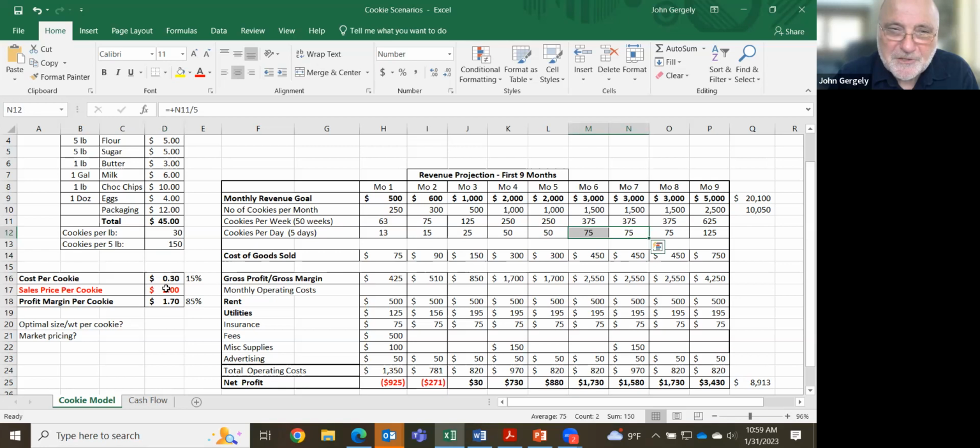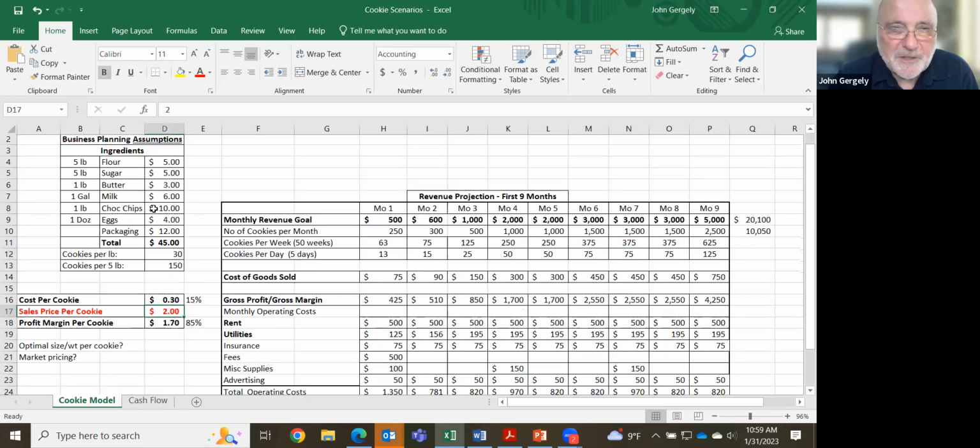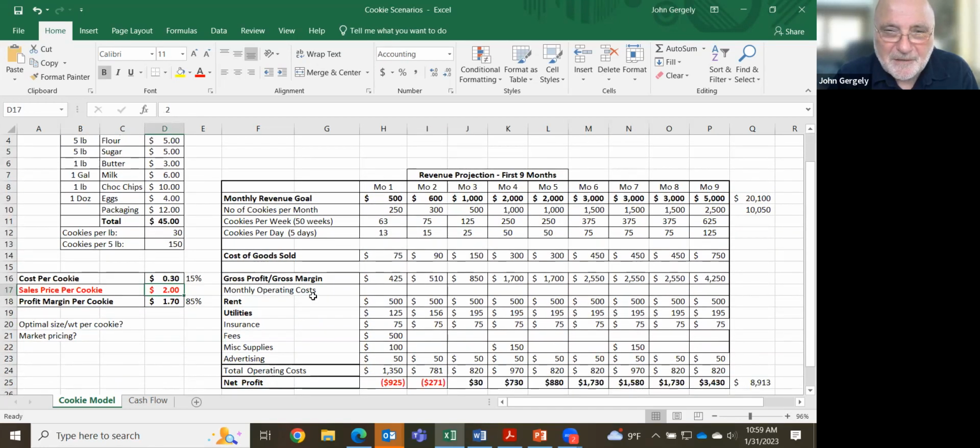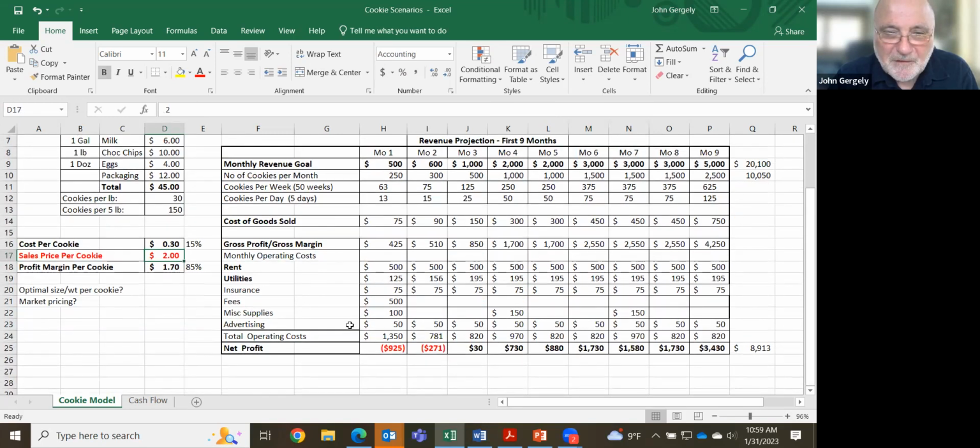I think the pricing is reasonable. I'm quite confident of my ingredient costs and my operating costs here. I think over time, look at that, in the first year, even if I lose money in the first 2 months, in the first 9 months, I can generate almost $9,000 in net profit. I'm encouraged, but like I said, the big stumbling block is I have to sell them.